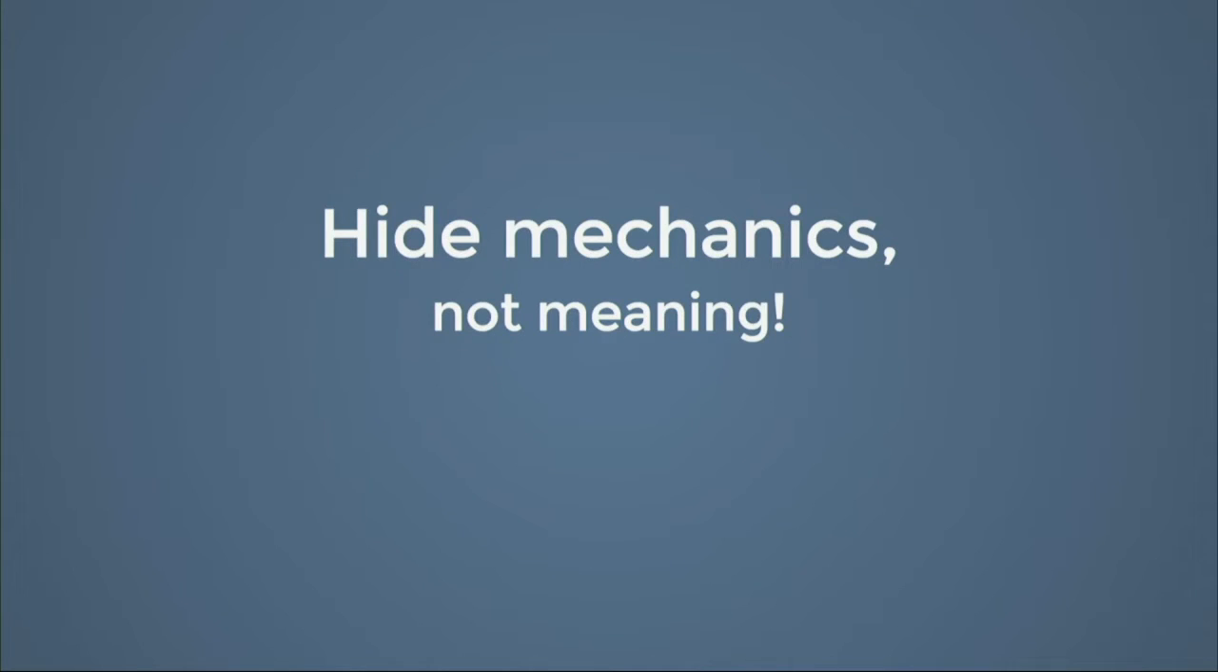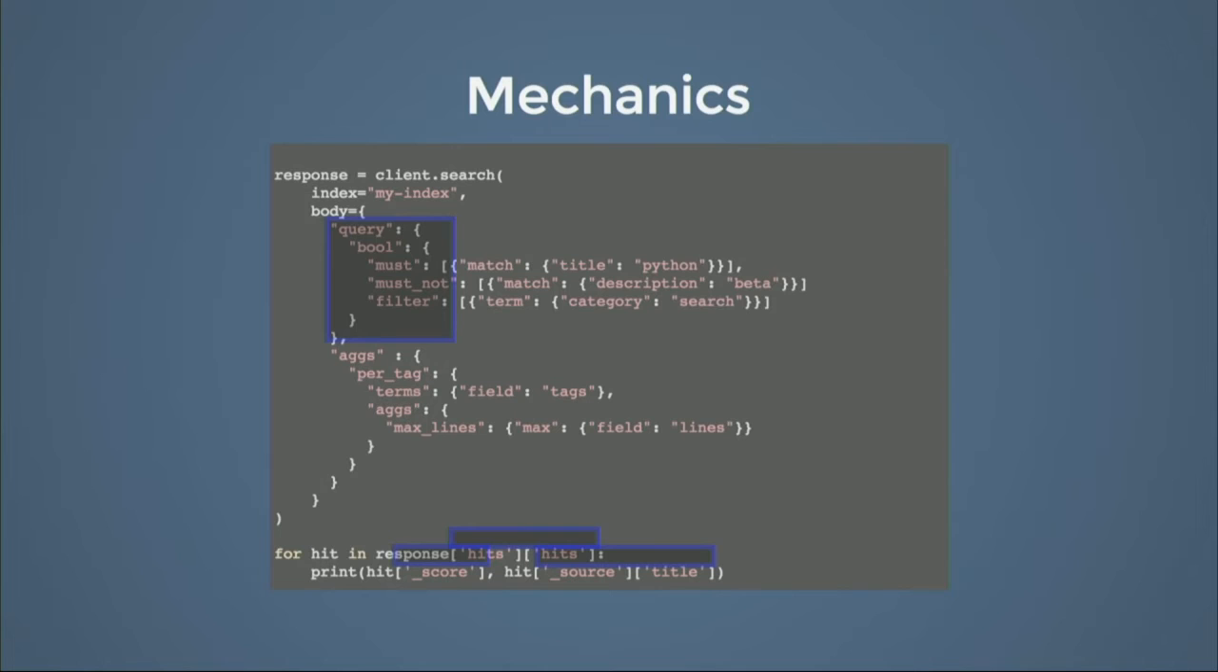So if we look into the original code, you see I've highlighted the parts that are actually just the mechanics. Where you see that I have a bool query which has three branches, must, not, and filter, and those can be very confusing. And also they don't matter. They don't carry any information.